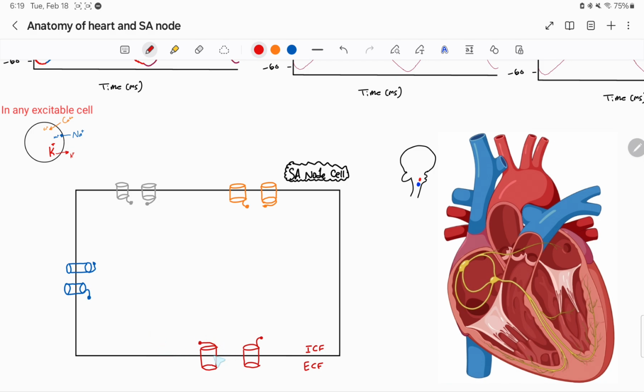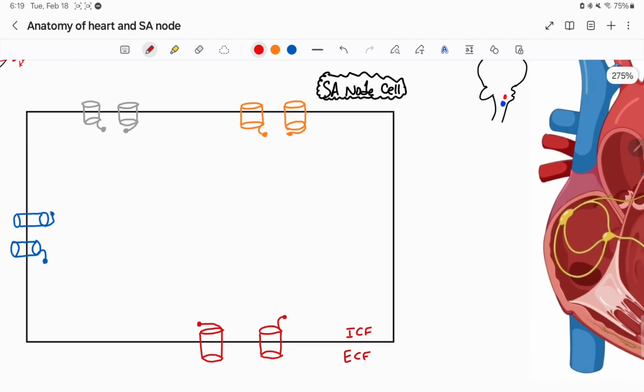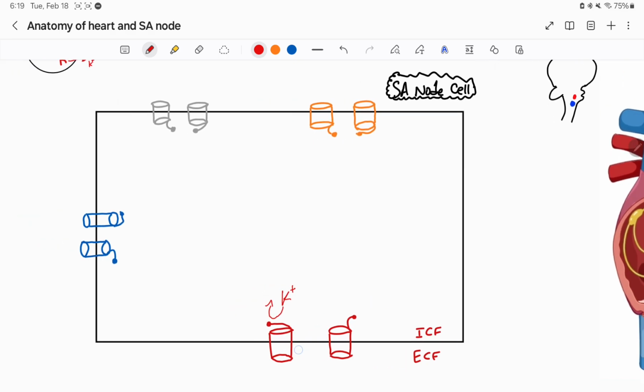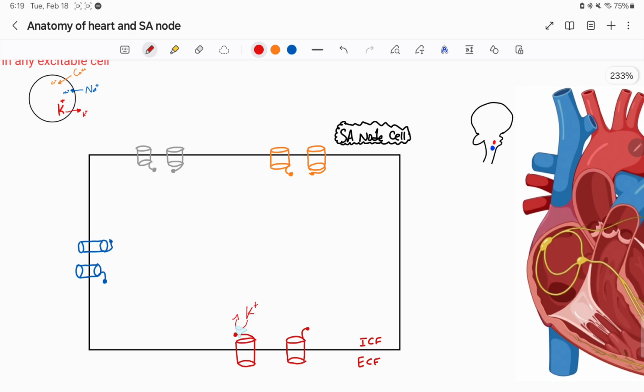Okay? Why does it want to go outside? Because of its concentration gradient. Why is its permeability decreasing? Because this potassium voltage-gated channel is closed. So at the start of this scenario, potassium tries to escape, but it can't. And that's going to have some implications. That's going to raise the membrane potential a little bit.